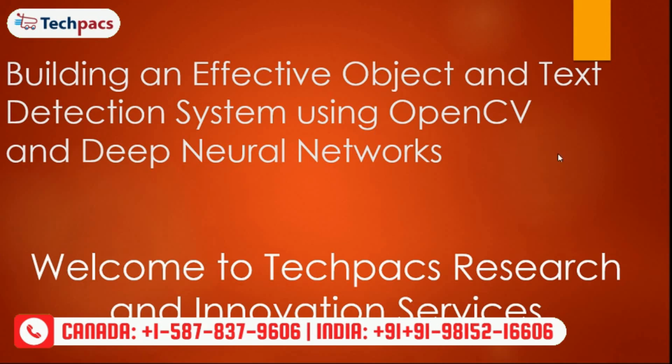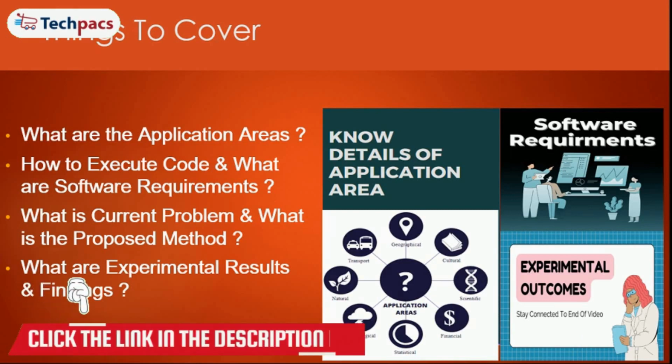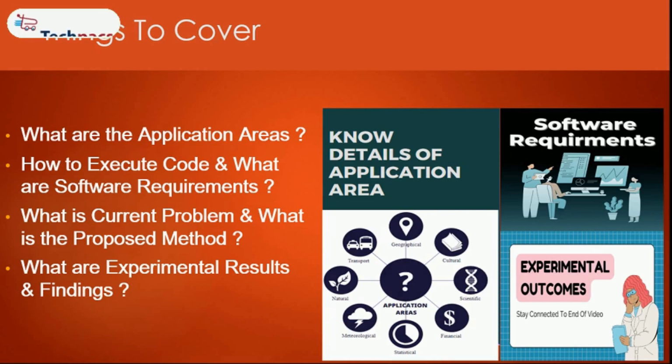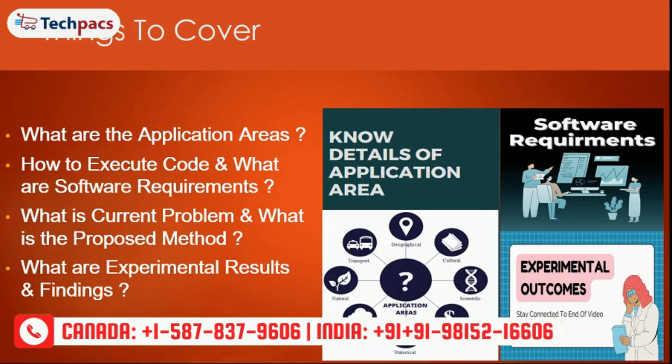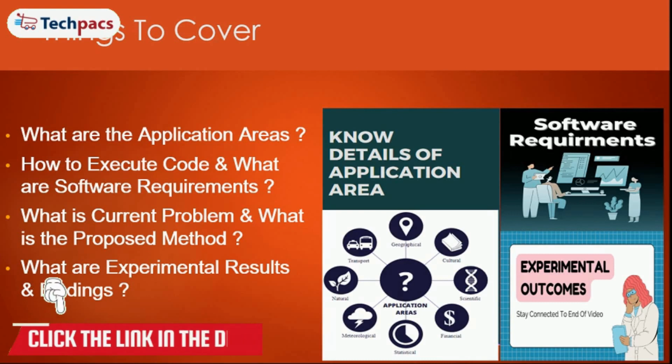Before moving to the video, let's talk about what we will cover in this video. In this video, we will initially talk about the application areas in which the designed system can be utilized and will be useful. Then we will talk about the code that we have designed, how to execute it, and what the software requirements and library requirements are in order to execute it. Then we will talk about what people are doing in the same domain, along with what we have developed in the proposed methodology. Finally, an overview of the experimental outcomes and the simulation will be shown. So let's talk about the application areas.